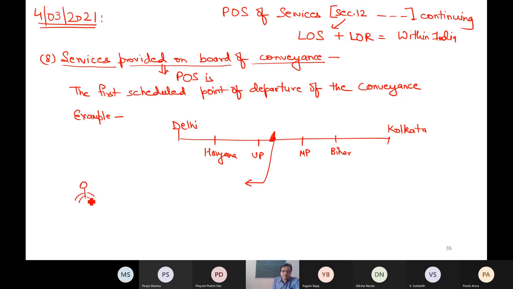a passenger, Mr. X, demanded to watch a movie. Now, I don't think in India we have such trains where we can demand to watch a movie.